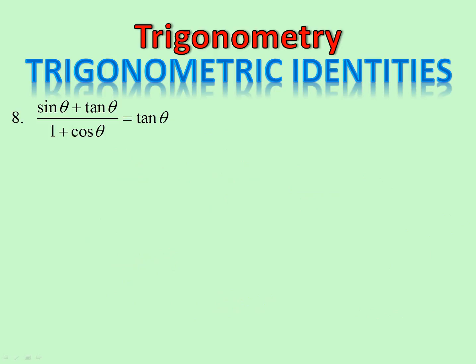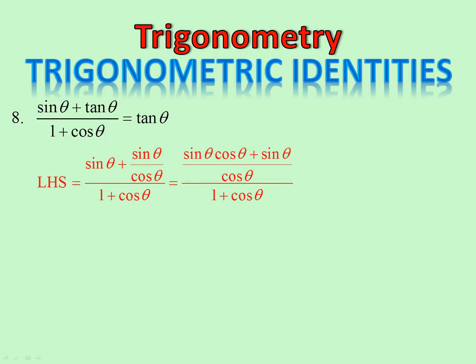Obviously left hand side, change to sine and cos, common denominator on the top line, now we're going to multiply by 1 over 1 plus cos. Notice that I've now factorized the top line as well, and cos plus 1, 1 plus cos, same thing, so I end up with just the sine left and the cos left, and sine over cos is tan.